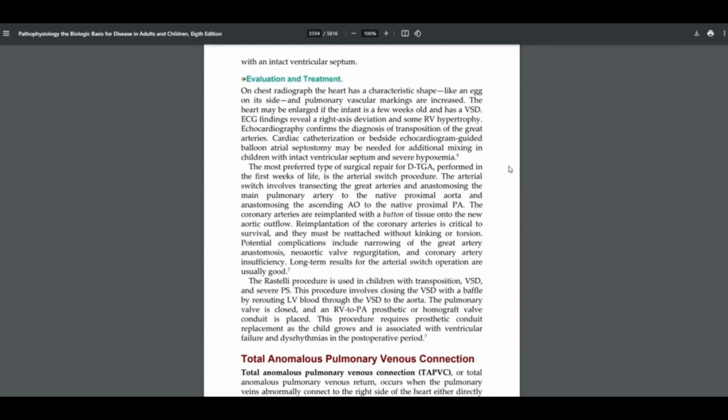So, the evaluation and treatment. On chest radiograph, the heart has a characteristic shape, like an egg on its side. The pulmonary vascular markings are increased.